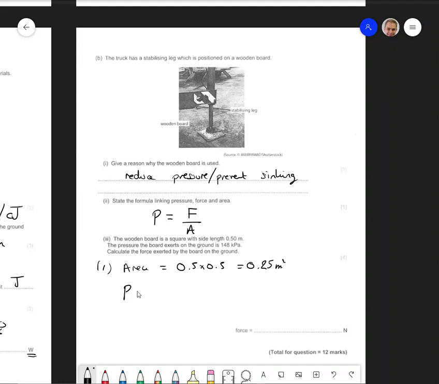And then we have to substitute into the equation P equals F over A. So we are going to have 148 kilo, so 148,000 is equal to some force divided by 0.25, and then we can rearrange that. So that gives us force is equal to 148,000 times 0.25, and that comes out as being 37,000 newtons. And there you go.